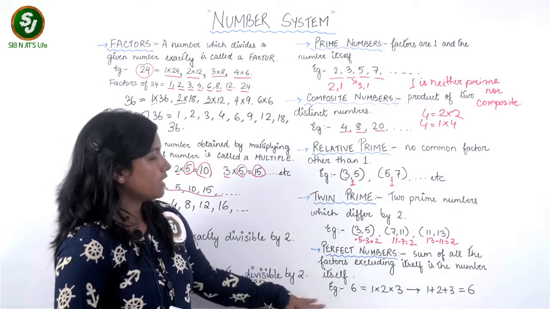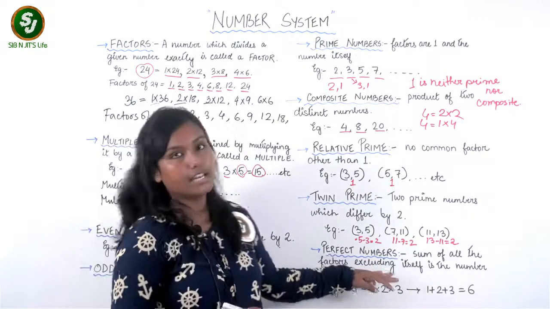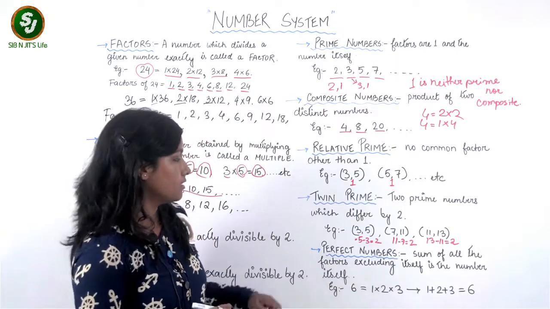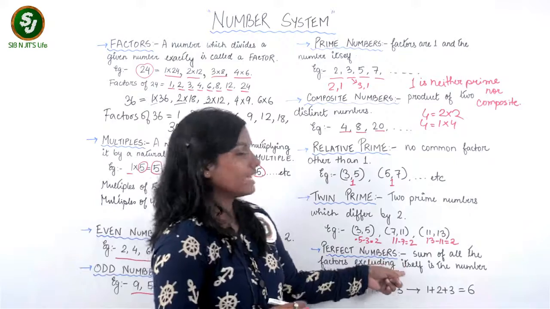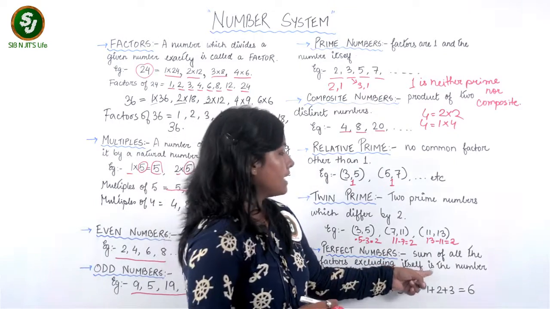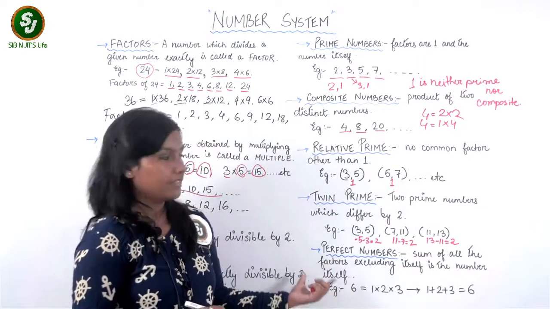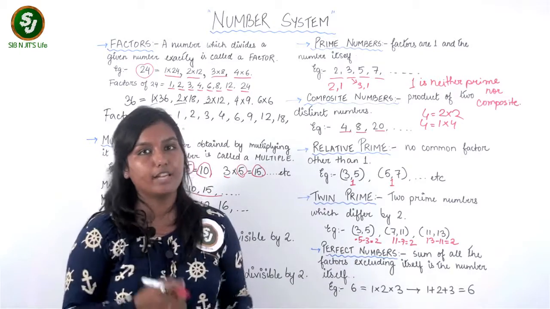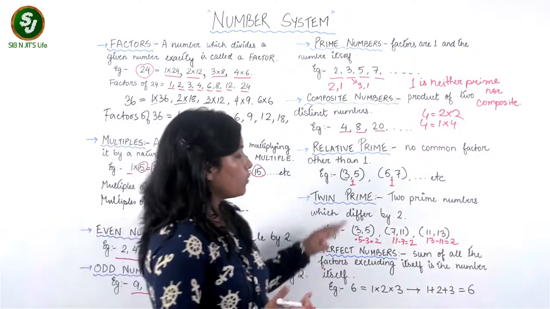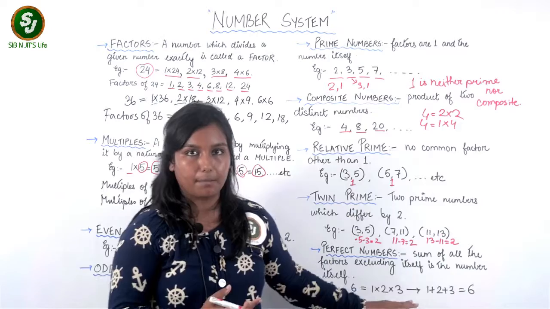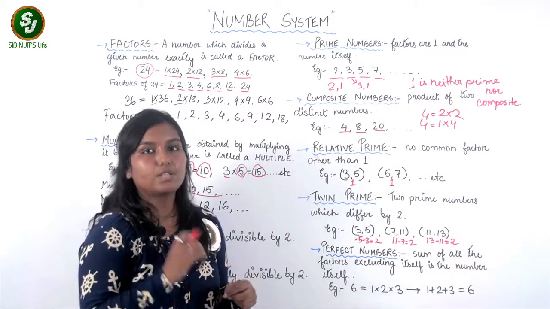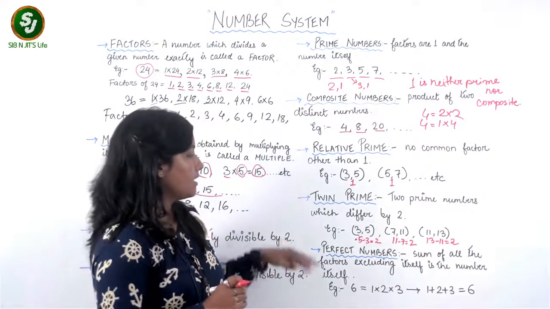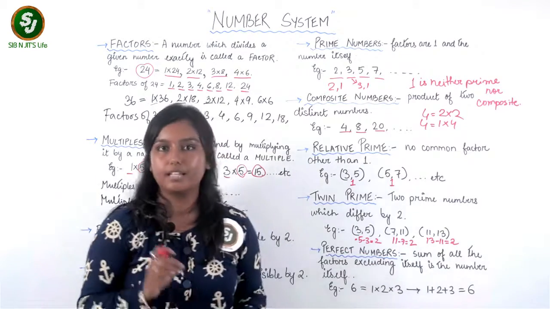So moving on to the next, perfect numbers. What are these perfect numbers? When the sum of all the factors excluding itself is the number itself, such numbers are your perfect numbers. So whenever you add all the factors of a number excluding the number itself, and the answer results in the same number, then it is termed a perfect number.